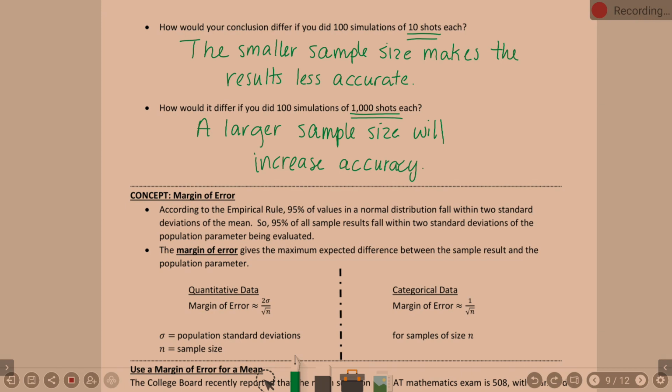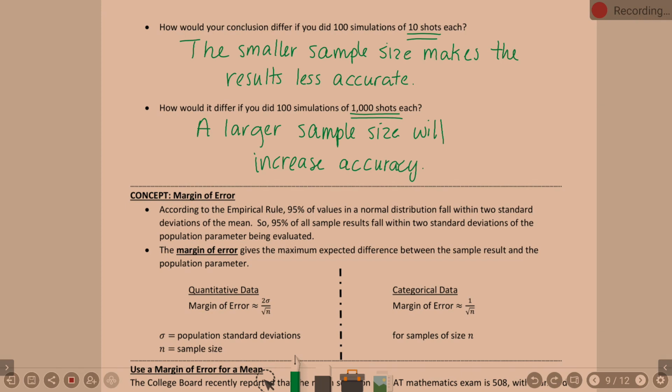Okay. To end this, we're going to talk about margin of error. It's kind of what we just did with a 75% shooter. For a 75% shooter, a reasonable range of results was 62 to 86. That's the margin of error to go with it.